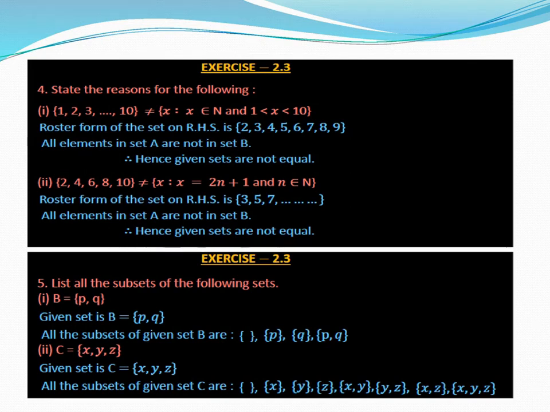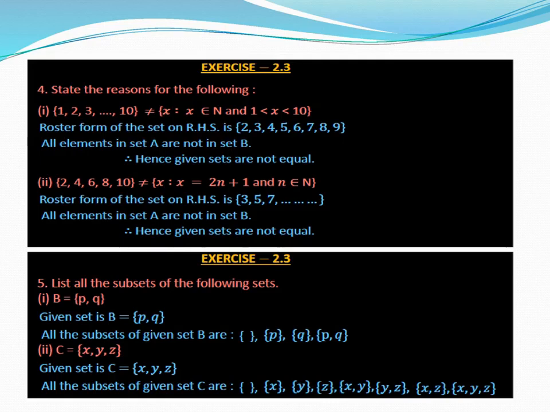We take n equals 1. You substitute the n value in that equation: 2 into 1 plus 1, we will get the element 3. Now we will take n equals 2: 2 into 2, 4 plus 1, 5. Now we will take n equals 3: 3 into 2, 6 plus 1, 7. Now we will take n equals 4: 4 2s are 8 plus 1, 9.